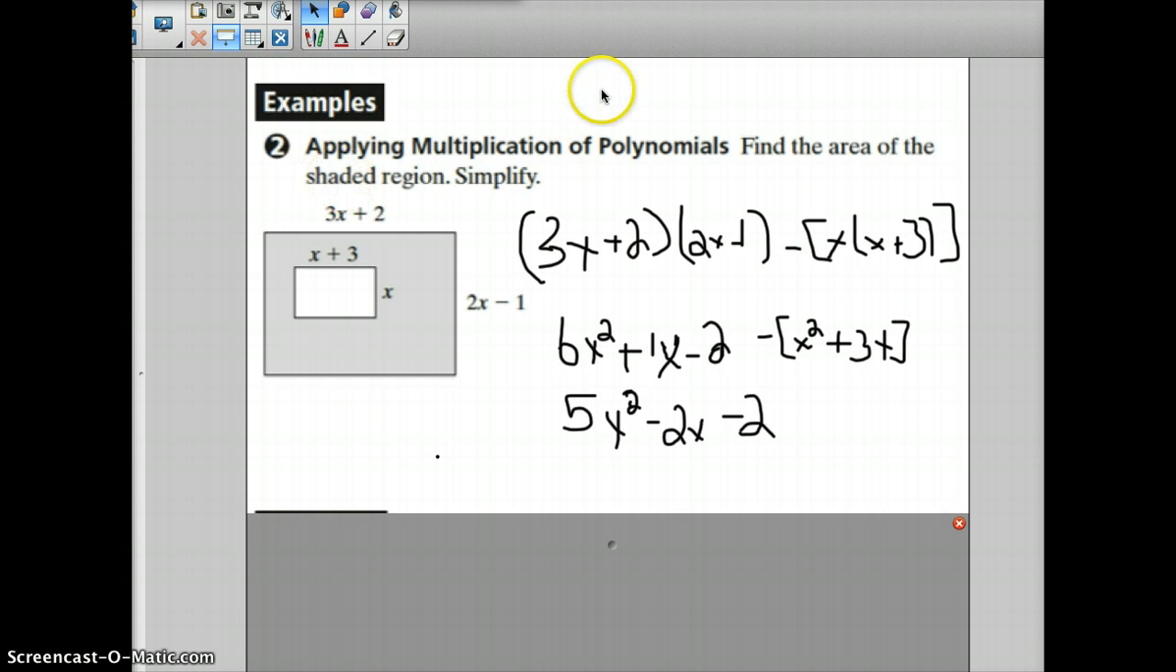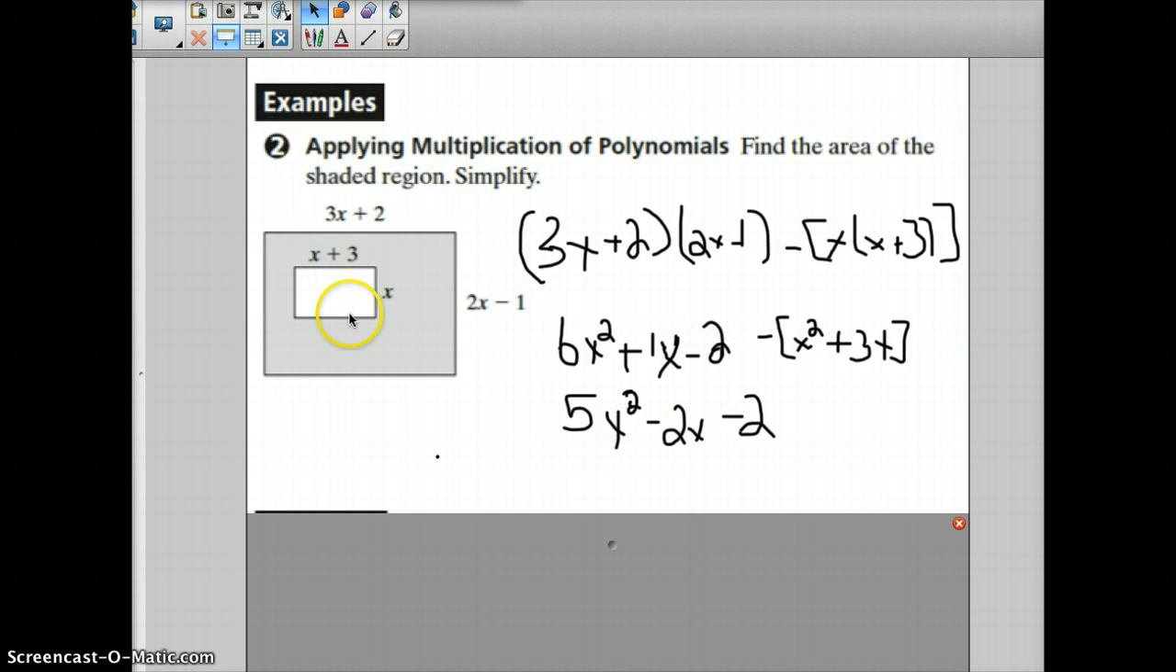Moving on to the next example. Now we've got an application here. We've got two squares, and what we're going to try and do is figure out the area of the shaded region. So the first step will be to find the area of this big region here. That's going to be 3x plus 2 times 2x minus 1. Remember, area of a rectangle is length times width. So we take those two, and we've got basically a binomial times a binomial, and the result is going to be 6x squared plus 1x minus 2.